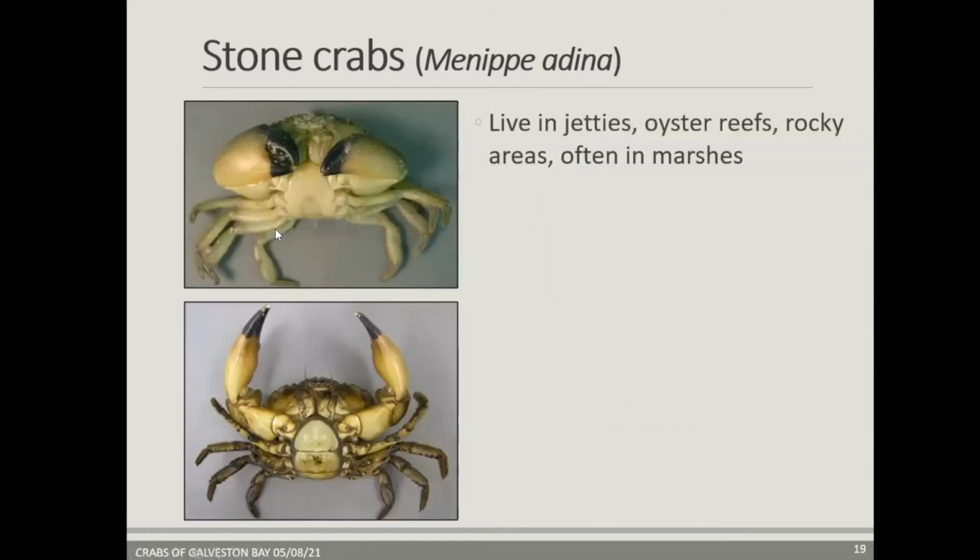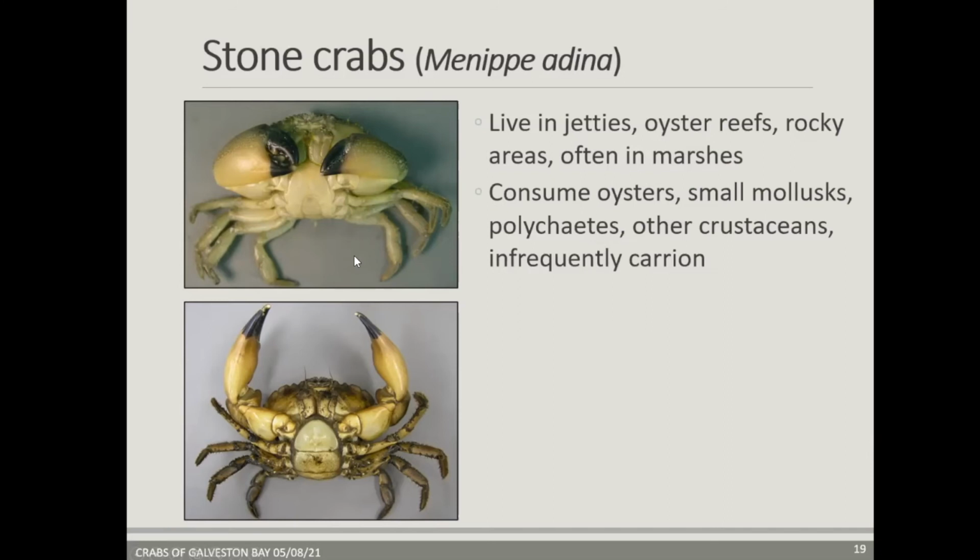So here's a front view of it. This is a male, this is a female, and you can see the different sizes of the claws. This is the pinching claw, this is the crushing claw here. They live on the jetties, they live in oyster reefs, rocky areas. They're often found in marshes. They like to eat hard stuff. You can see by the size of these claws what they're adapted to.